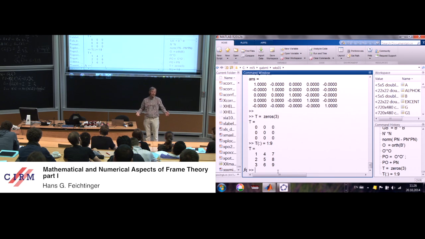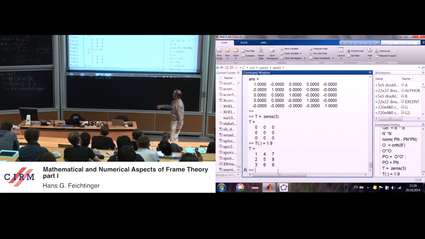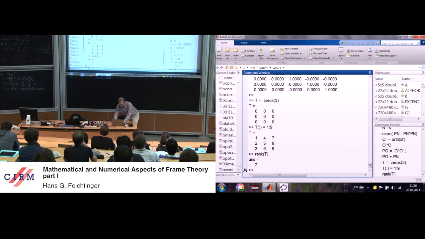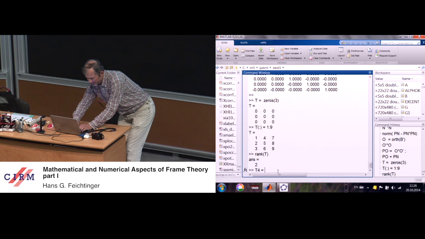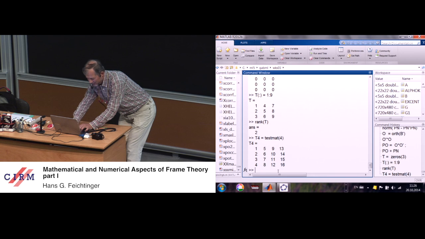I mean, how should you do it? Well, a matrix, remember, is a collection of column vectors. So the first column vector is clearly the one that you start with. So you start 1, 2, 3. Then the next column is 4, 5, and so on. So, question, what is the rank of this matrix? Rank of T is this. I have a MATLAB routine to do it for you. So what is the rank of this T4 option?